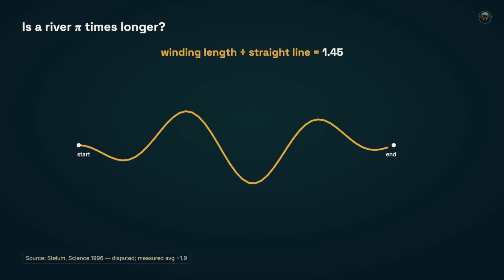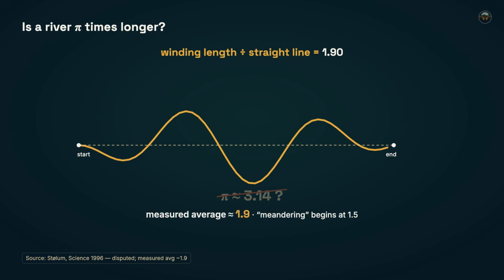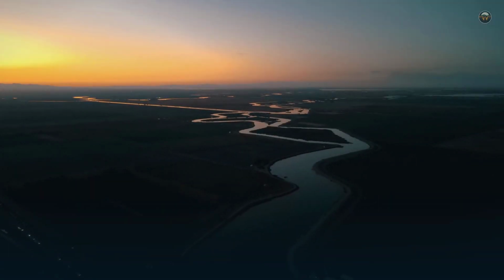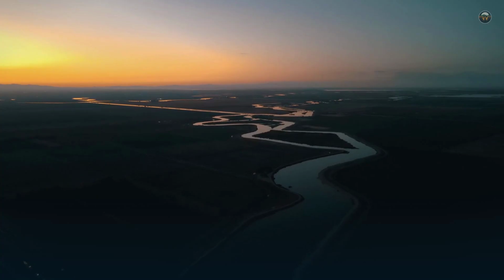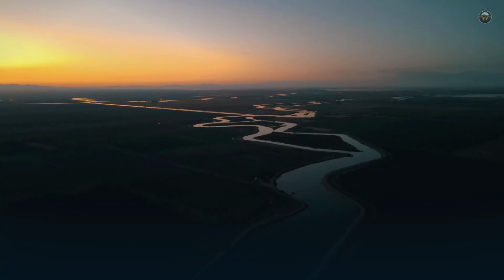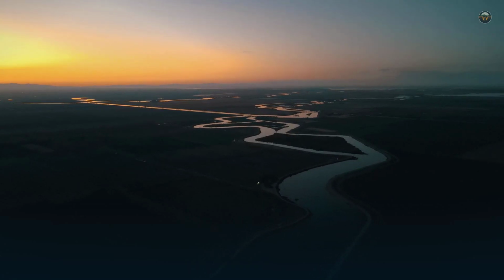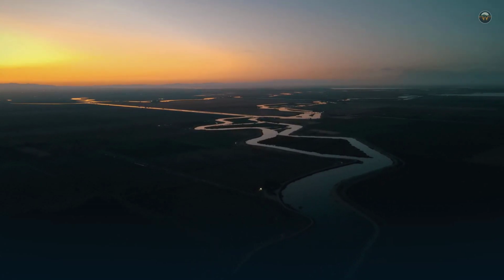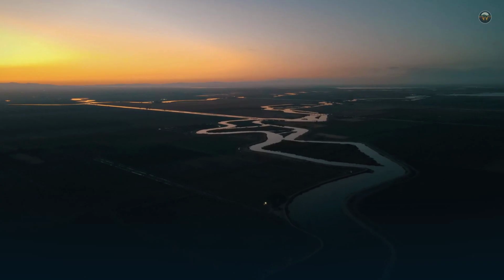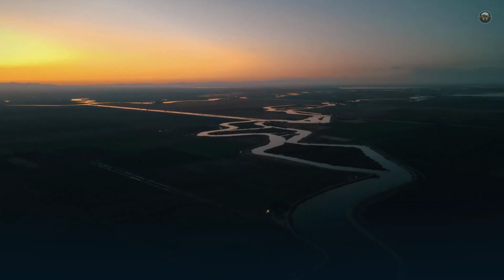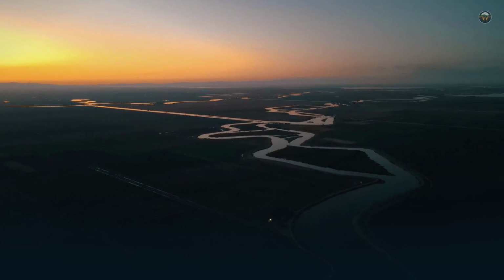There's one last twist. Some have claimed that if you measure a river's winding length and divide by the straight distance across, the answer, on average, comes out to pi, 3.14. It's a beautiful idea. But when researchers measured hundreds of real rivers, the true average landed closer to 1.9, and a river only officially counts as meandering past 1.5. So the magic number is more story than law, but the pattern underneath it is real.